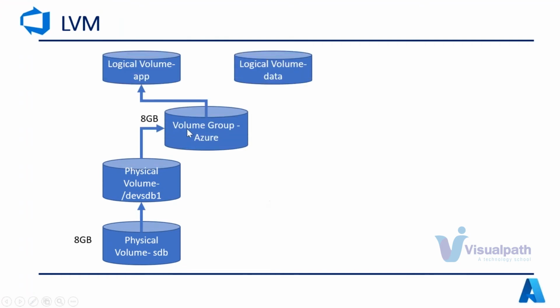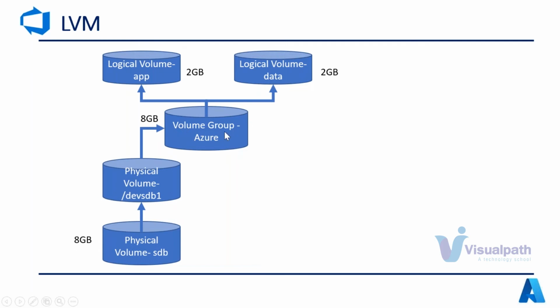Suppose I am creating one logical volume of 2 GB, and in my volume group I have 8 GB of space. If I want to extend Java, I can do it using simple commands. After creating a 2 GB app logical volume and a 2 GB data logical volume, I am still left with 4 GB, right? Because my volume group is 8 GB.